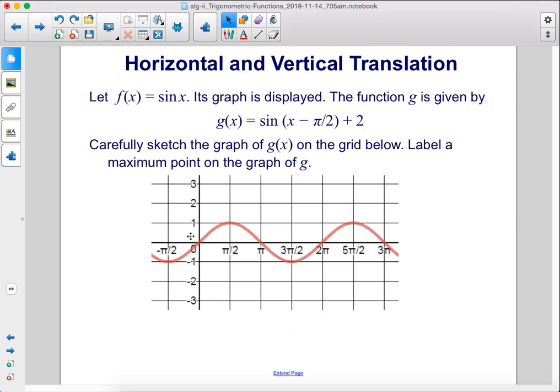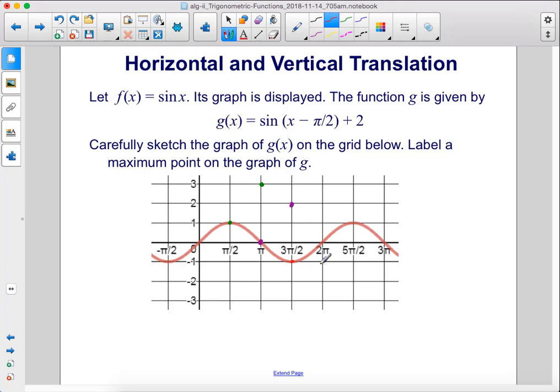Let f of x equal sine x. Its graph is displayed. The function g is given by g of x equals sine of x minus pi over 2 plus 2. Carefully sketch the graph of g of x on the grid below. Label a maximum point on the graph of g. Alright, so all we have to do is just take an individual point and move it. So this point is going to go to the right pi over 2, which is 1 box, and then up 2. So it moves to the right 1, up 2.